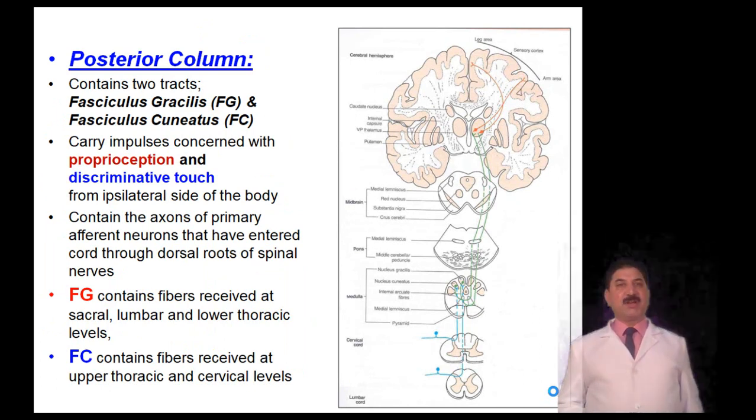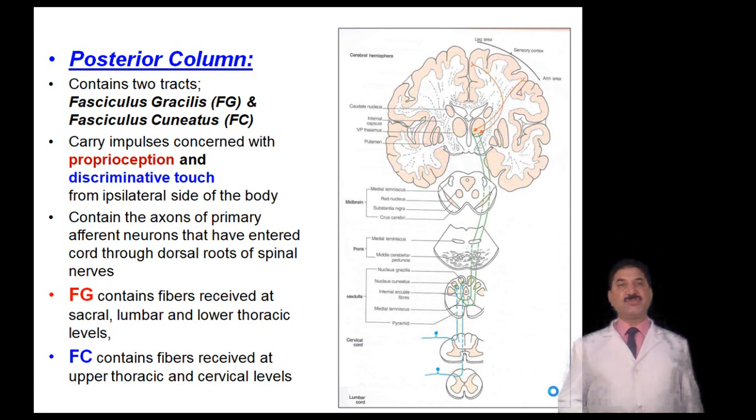Now, what is this posterior column? Posterior column contains two tracts, fasciculus gracilis and fasciculus cuneatus. It carries impulses concerned with the proprioception and discriminative touch from ipsilateral side of the body. It contains axons of primary afferent neurons that have entered cord through dorsal root of spinal nerves.